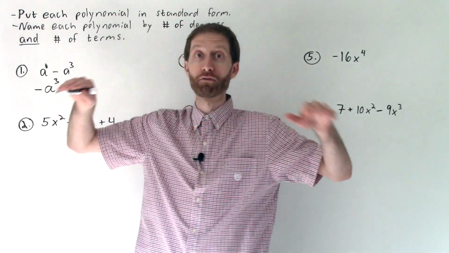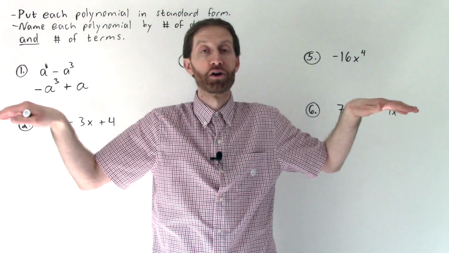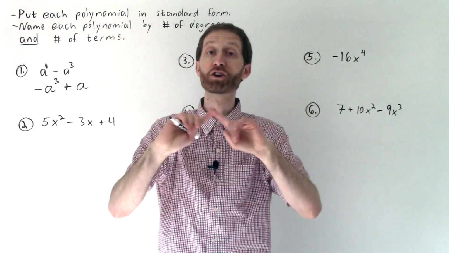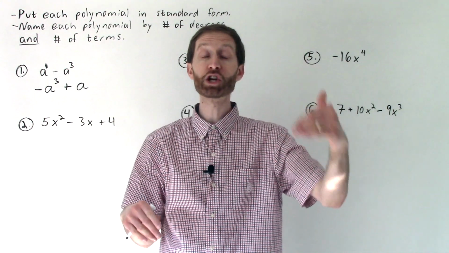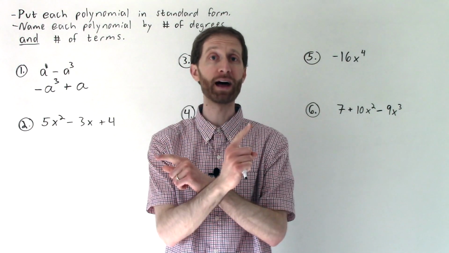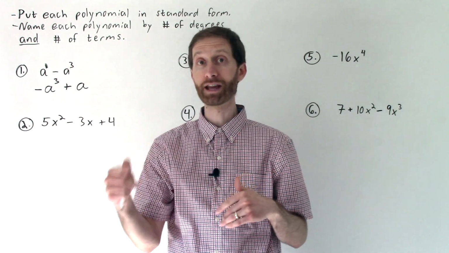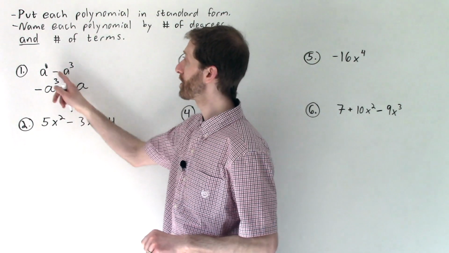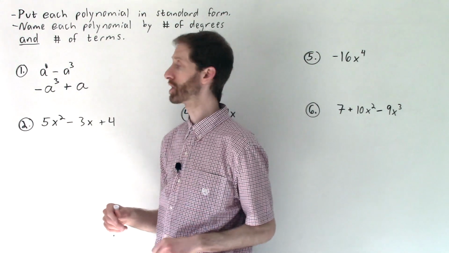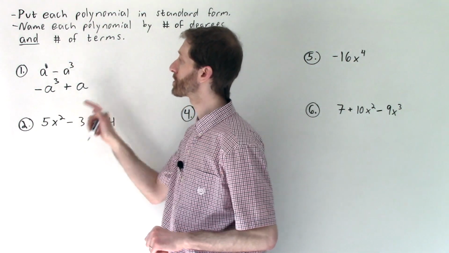Notice that that minus sign belongs to the a cubed. It's not like it's just hovering there, where you can put numbers all around it. No, you can't. 5 minus 2 is not the same as 2 minus 5, right? It would be the same as negative 2 plus 5. So that negative sign belongs in front of that a cubed. Very important. So this is in standard form now.